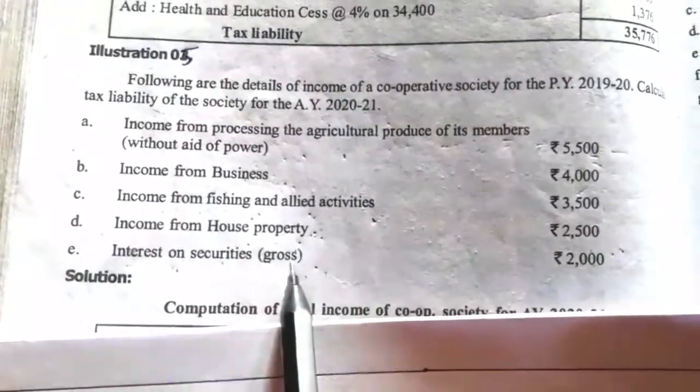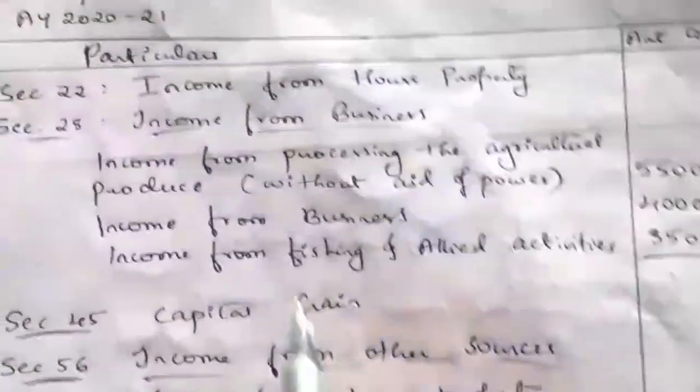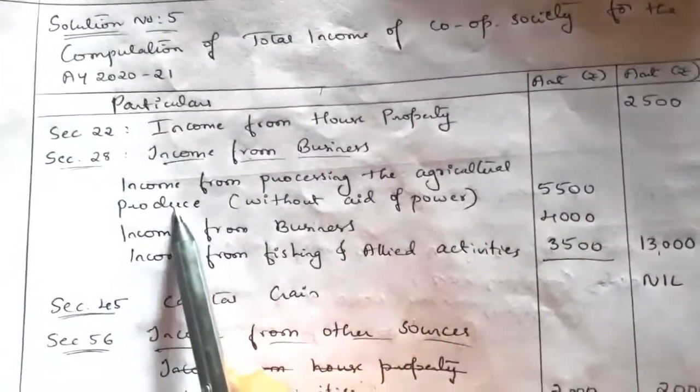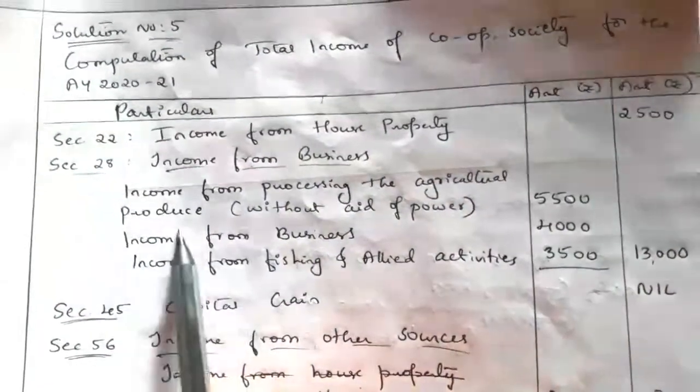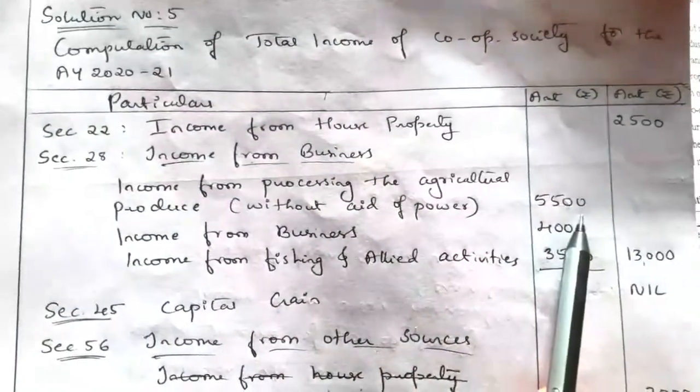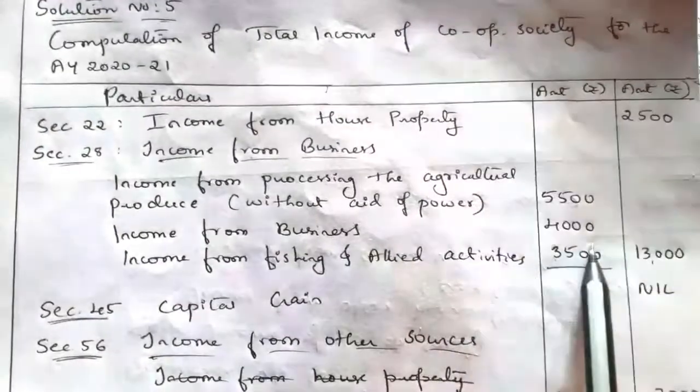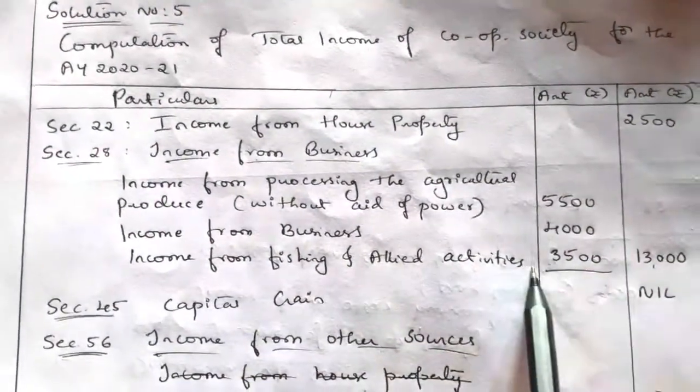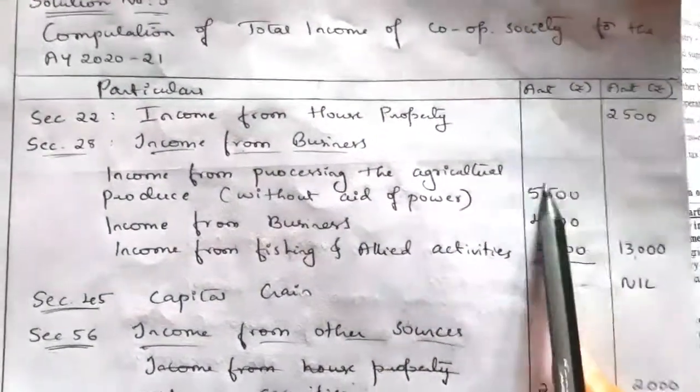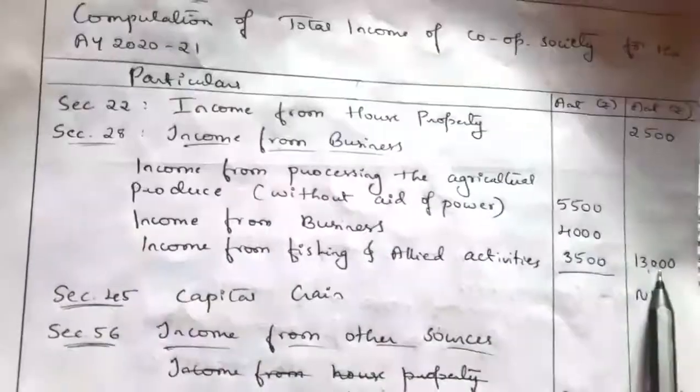This is a house property, this is the other source. So we have to write the three incomes under this head, one by one. Income from processing the agricultural produce without aid of power, rupees 5,500. Income from business, rupees 4,000. Income from fishing and allied activities, rupees 3,500. So the total comes to 13,000.